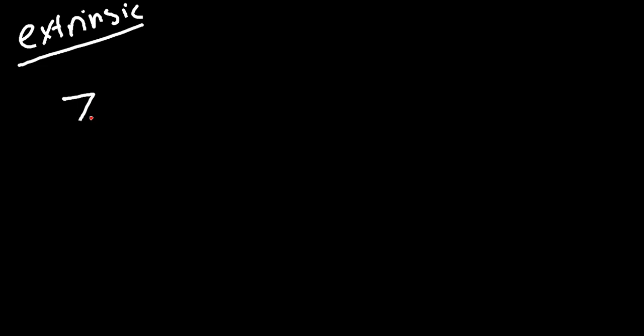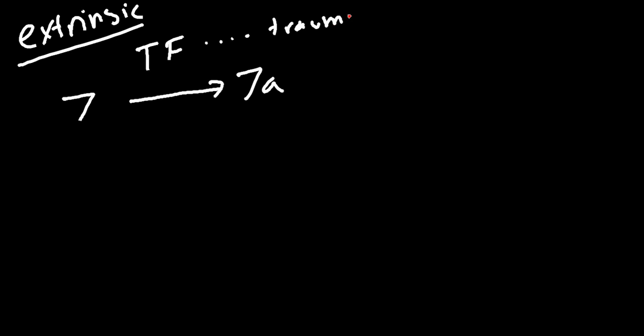So we've got factor 7, and that's going to be inactive. It's going to convert to its active form through tissue factor. This is from trauma. Tissue factor from trauma. We don't have it in the bloodstream to begin with. We need trauma for it to happen. Then we get the tissue factor. Then we have this active 7A form.